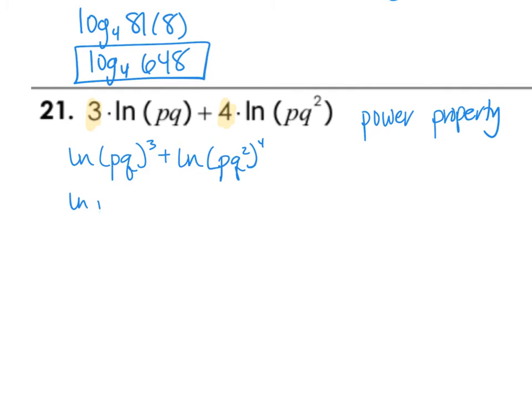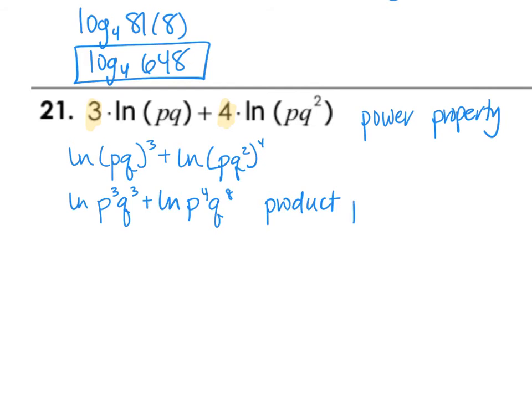So now this is pq, well, I don't know exactly how I want to simplify this. Do I want to distribute my 3 now? Yeah, I'm going to do that now. Plus natural log of p to the 4th, q to the 8th. Remember, when you are bringing a power to a power, you multiply those powers, and that was in some of your exponential rules.